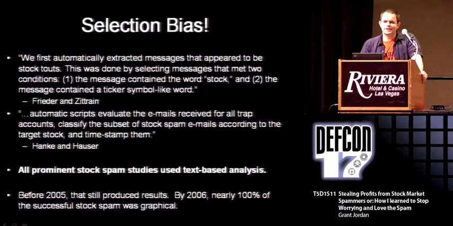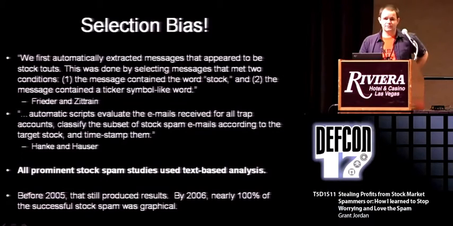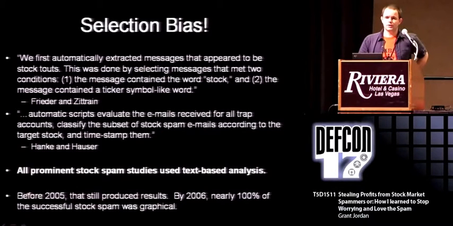And here I explain exactly what I just said. Quote from Frieder and Zittrain's paper basically saying how they found their data, which was they searched for stock symbols in the text of emails, which for the data set they were looking at, 2004, 2005, worked. It totally worked. Everything was still text back then. Graphics were just starting to come out in spam, so no problem. They found that correlation. But others who followed their methods started to see nothing happening anymore.